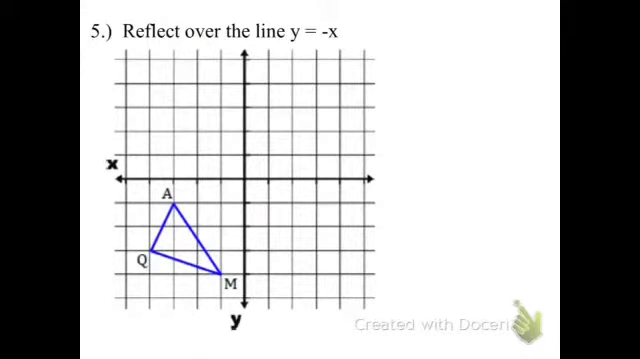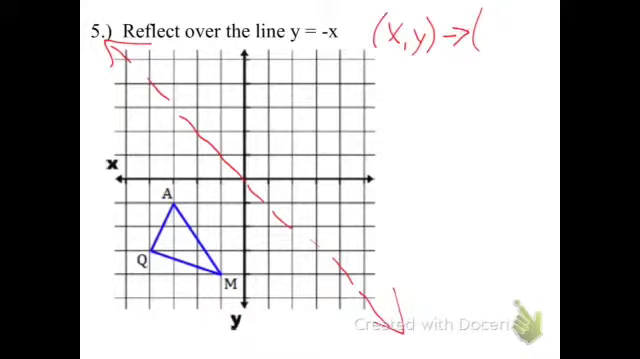Moving on to 5, when you reflect over the line y equals -x. That's this line there. I find it easiest on this to use the function, just because the coordinates are kind of hard for me to figure out in my head. And so the way to do this one is you switch the order and you switch the signs.